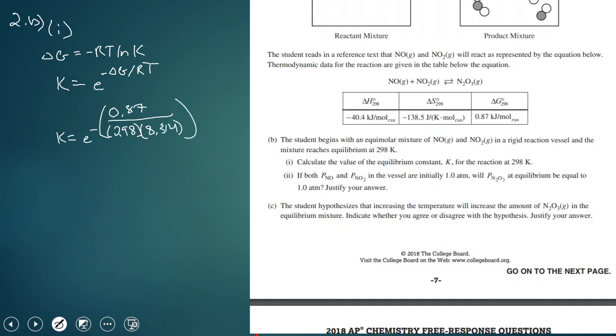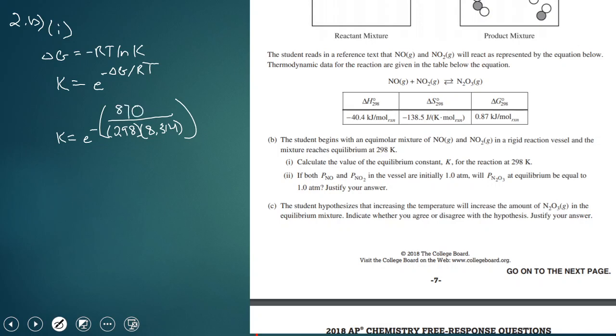Okay, so we have this expression now. Oh, sorry, I forgot to make this conversion. This 0.87 has to be converted into joules per mole because our gas constant 8.314 is in joules per mole Kelvin. And so this would have to become 870.